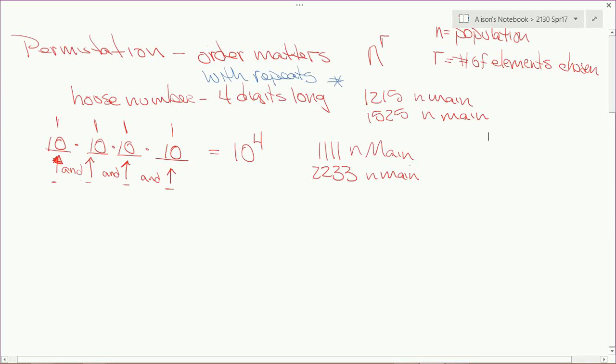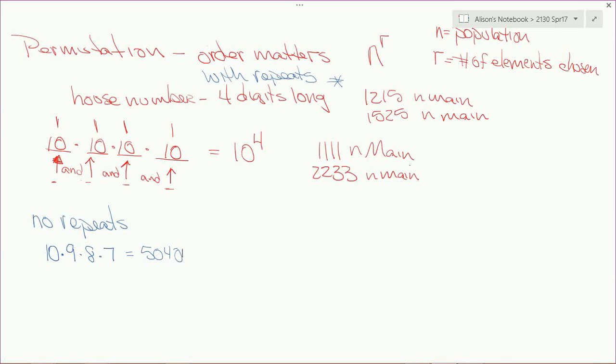But what happens if selecting an element out of the population does remove it from the population? We have to revise our formula just a little bit. So what happens if the house numbers cannot have repeating elements? I can say that this first position would have 10 different options available to me. The second position, because I removed one out of the population, would only have 9 options available to me. The third one would only have 8 options, and the fourth one would only have 7. And this equals 5,040. So if I cannot have repeating elements, I've reduced my number from 10,000 down to 5,040.